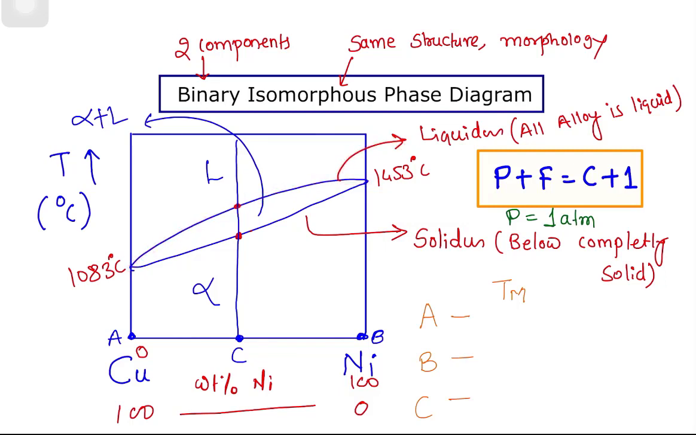For example, the melting point of A, that is copper, is 1083 degrees Celsius here, and the melting point of B, that is nickel, is 1453 degrees Celsius. At point C the melting point is not sharp, it will have a diffuse melting point. For example, we can say it can be between 1100 to 1300 degrees Celsius. So melting will start at 1100 and end at 1300 degrees Celsius, for example.